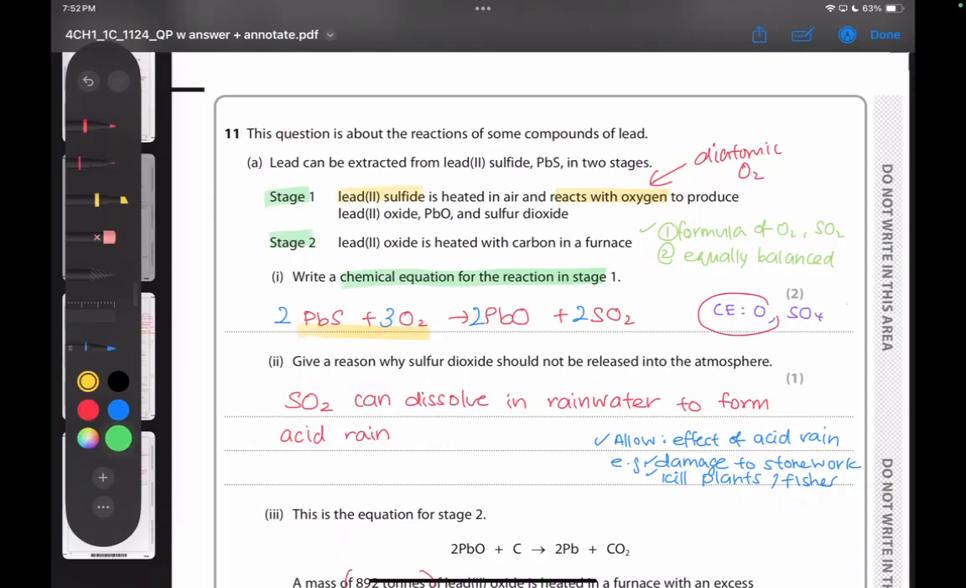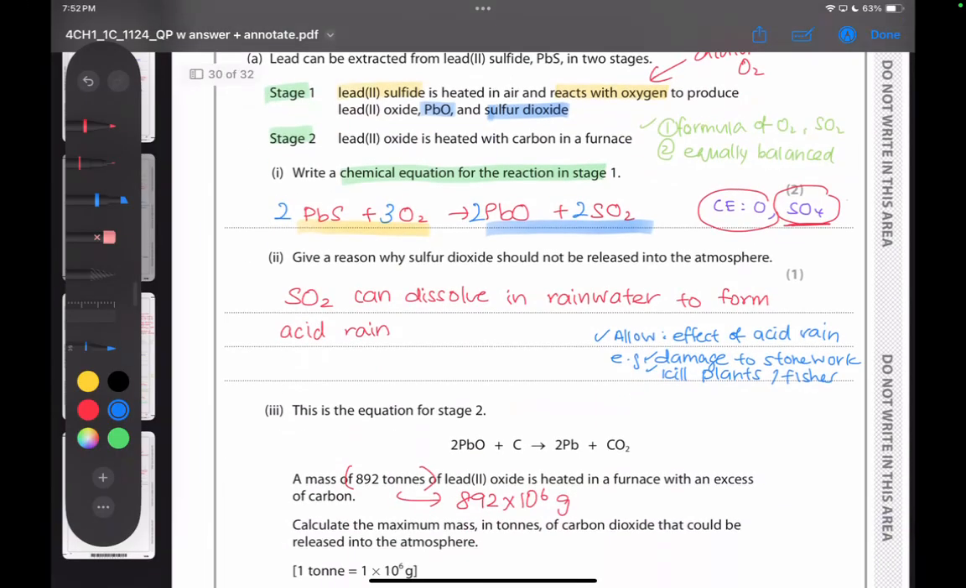Then we look at the product, which is going to be lead(II) oxide, and they give you the formula, and sulfur dioxide. For common molecules like sulfur dioxide, they will not give you the formula; they expect you to know it. However, this is also a challenge, because some students write sulfur dioxide like this, which is more like sulfur tetraoxide. So if you are able to identify the reactants and the products, balancing should not be a problem.